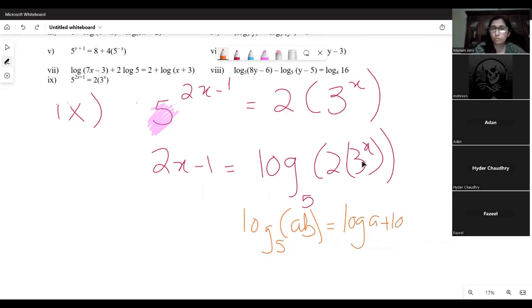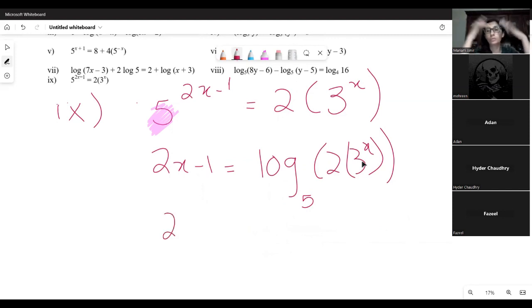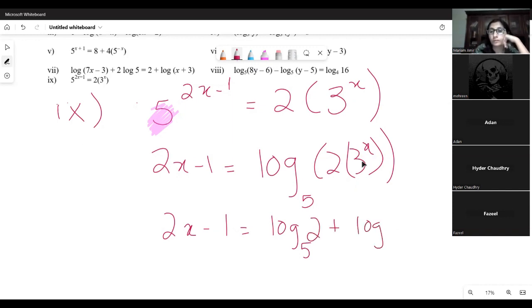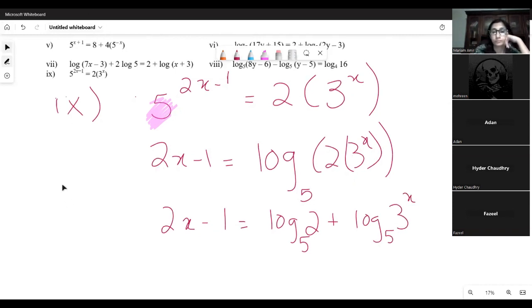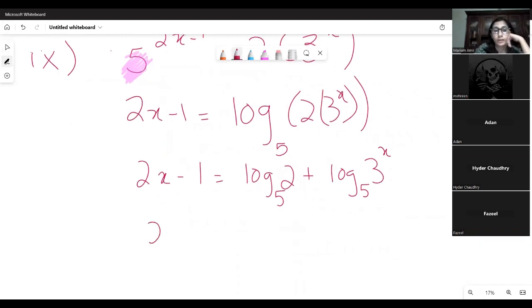So let's continue from here. The other thing that came to my mind was to take log on both sides, but it's not necessary. Okay, you can take natural log on both sides as well. So 2x minus 1 is equal to log base 5 of 2 plus log base 5 of 3 power x, and you can bring that x down. So we have 2x minus 1 is equal to log base 5 of 2 plus x log base 5 of 3.